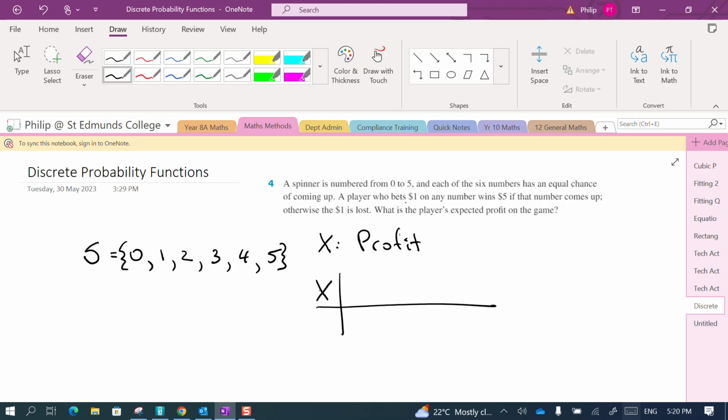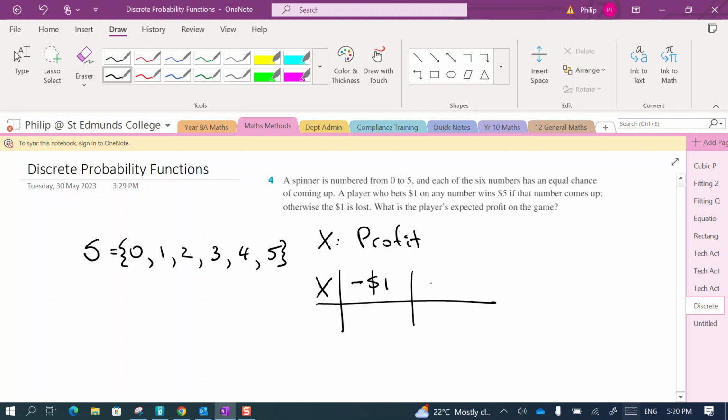Well, the player bets $1 and they might lose. So the value could be negative $1. The player bets $1 and they win $5. So the profit in that case would be positive $4. There's really only 2 outcomes when the person plays the game. They win or they lose. Now what's the probability associated with each of these outcomes?